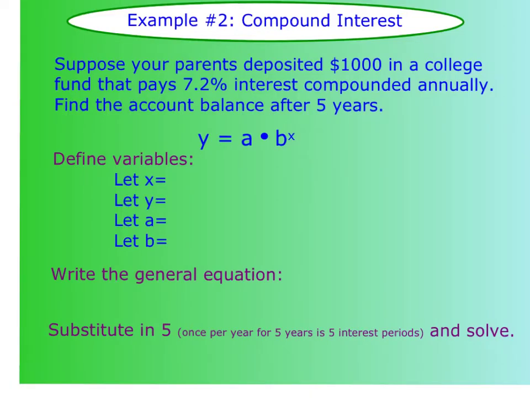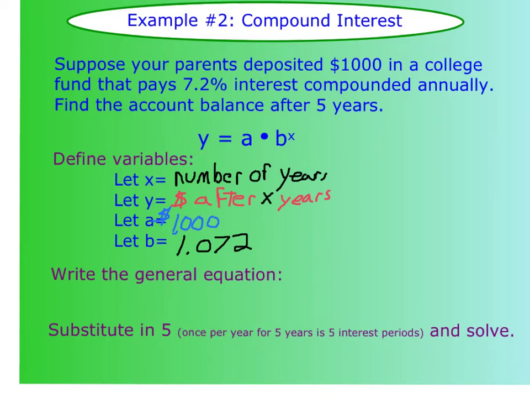Now we're going to talk about compound interest. Suppose your parents deposit $1,000 into a college fund and it pays 7.2% interest compounded annually. That means each year they're going to add that 7% back in. Find the account balance after 5 years. So let's set this one up. Let's see what I filled in here.